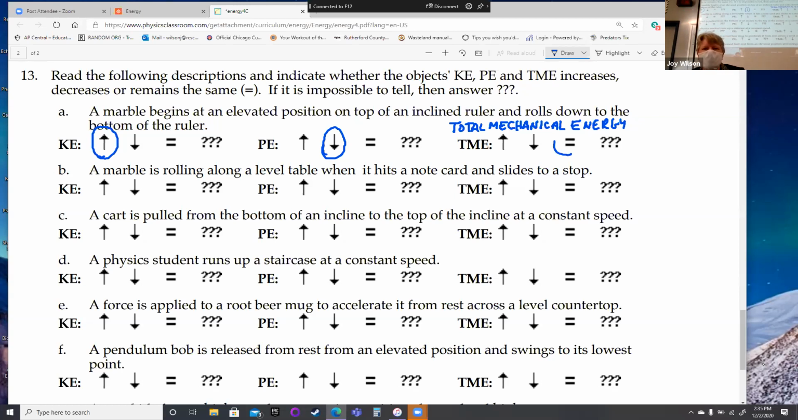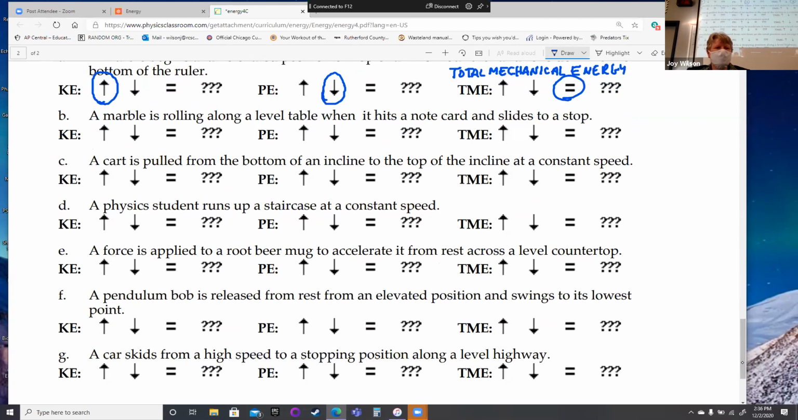I would say they're probably equal. One gained, one lost, probably equal. Do not put question marks on any of these. No question marks, because all of these have answers. Okay. Let's do number D.